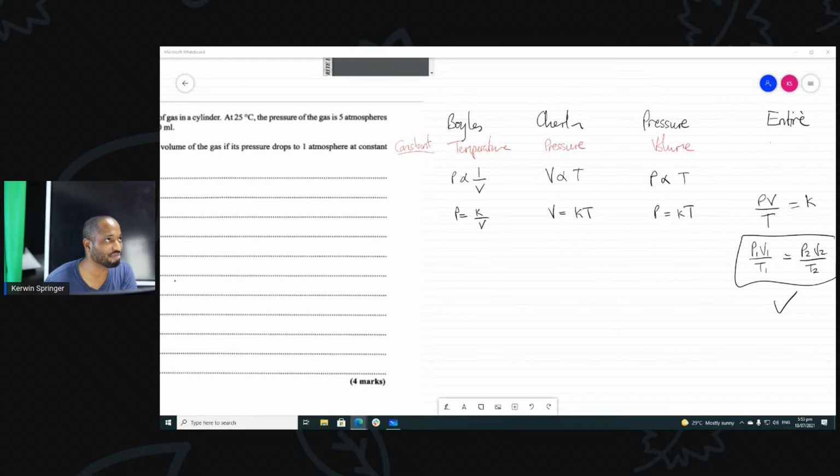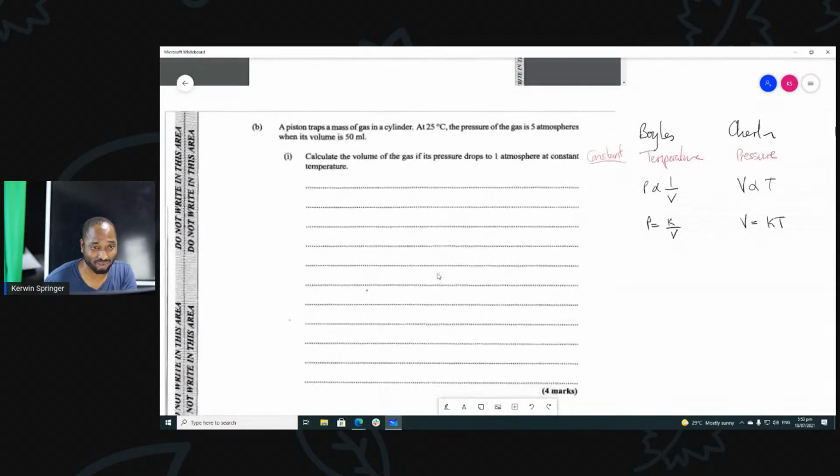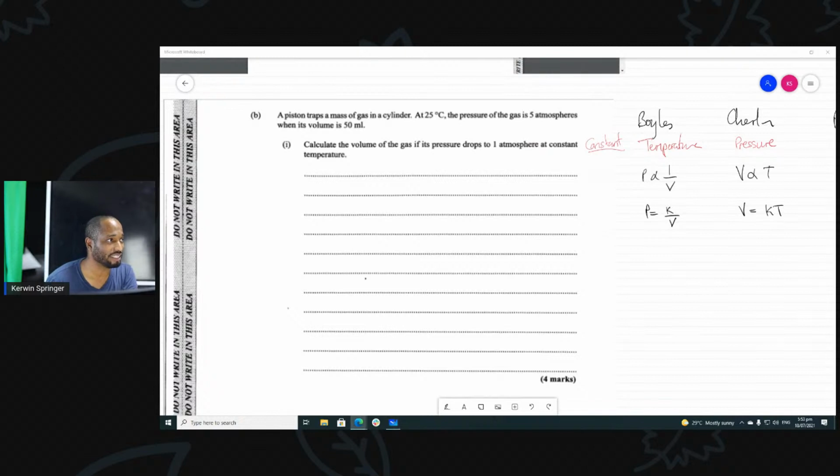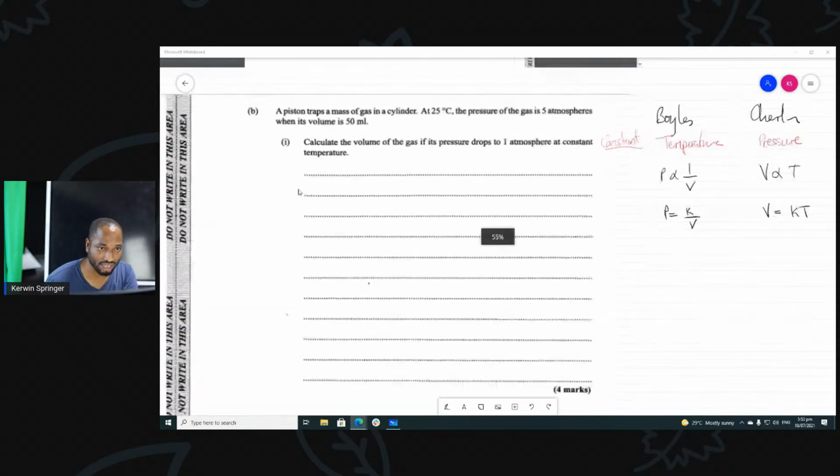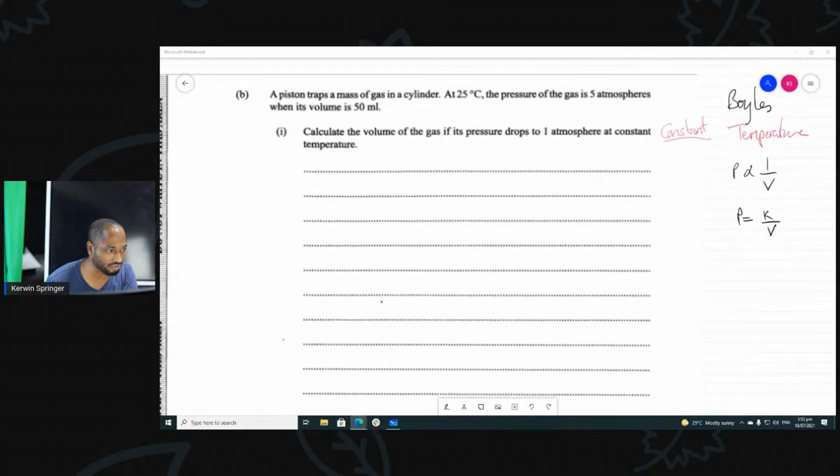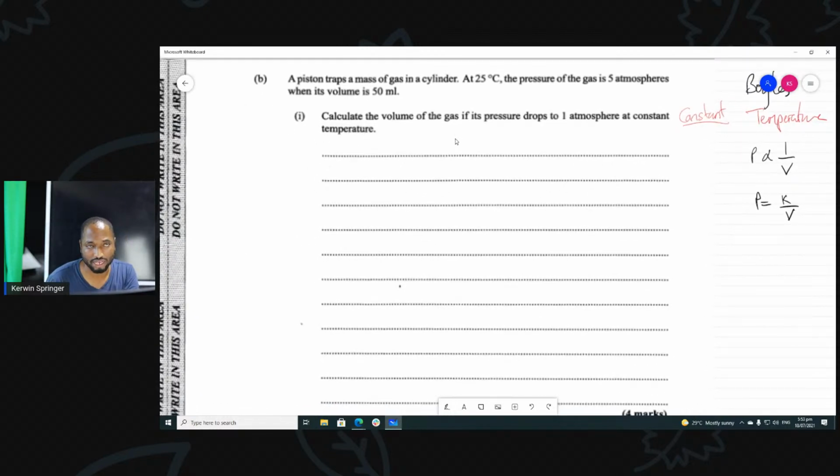So, vibes. What are we really doing out here? Right, we're doing this question. It took a little while to get to it; sorry for the delay. Calculate the volume of the gas.